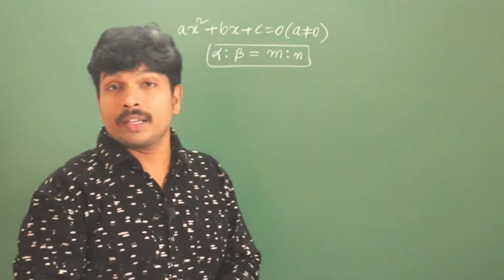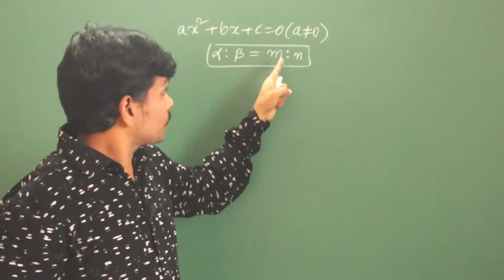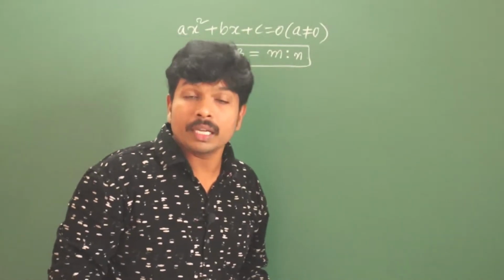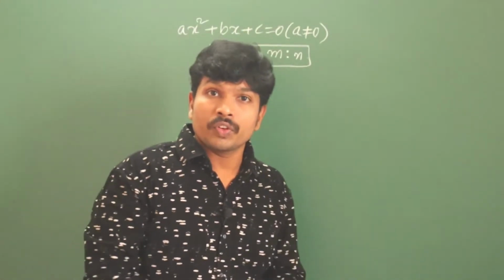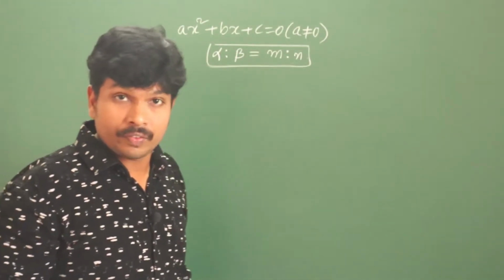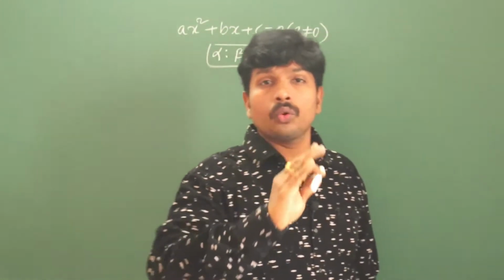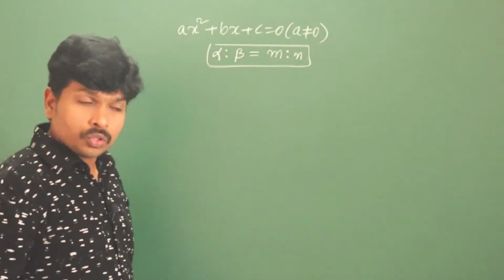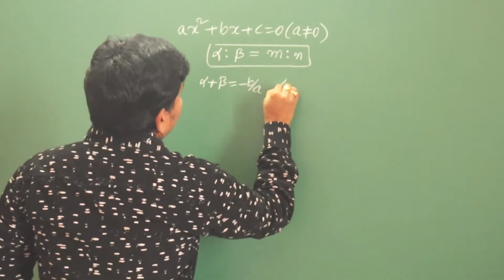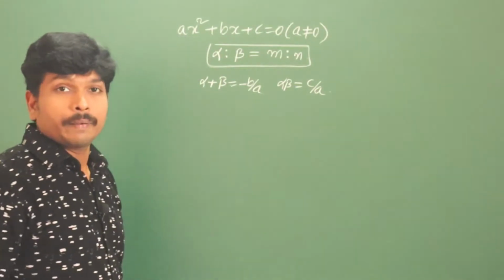That condition is definitely in terms of m, n, a, b, c, because this is the roots ratio and these are the coefficients. Our topic is the relation between the roots and coefficients of a quadratic equation. So how to derive that condition, we will discuss now. Everything is possible by using two fundamental formulae. What are those? Sum of the roots alpha plus beta is equal to minus b by a, and product of the roots alpha beta is equal to c by a.